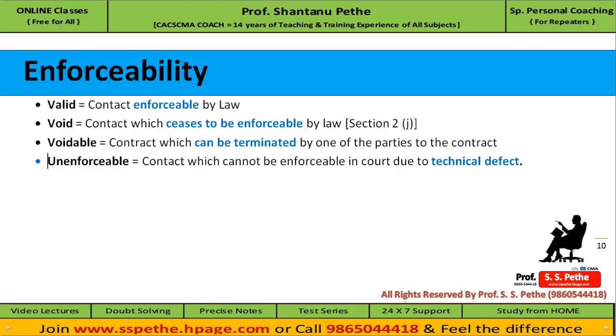Now let's see unenforceable contract. A contract which cannot be enforced in the court of law due to some technical defect. That is why it is called unenforceable. It cannot be enforced in the court of law because of a technical defect.